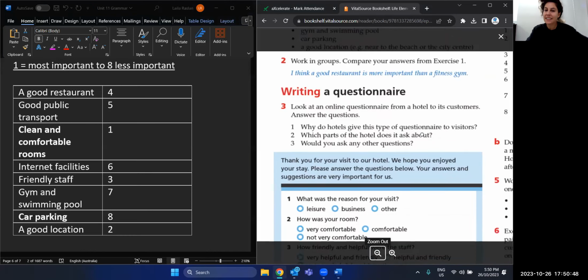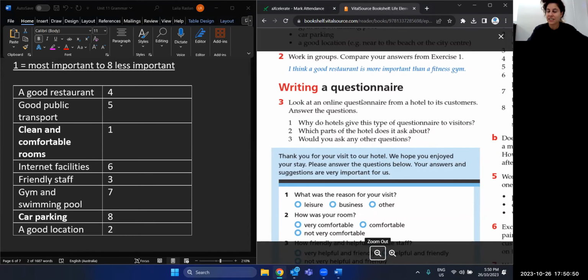Now let's look at writing a questionnaire. So remember, a questionnaire is questions. A business, maybe a hotel, a restaurant, any business, maybe somebody that cleans houses or somebody that sells food or whatever, needs to ask their customers what they think. So why do hotels give questionnaires to visitors?